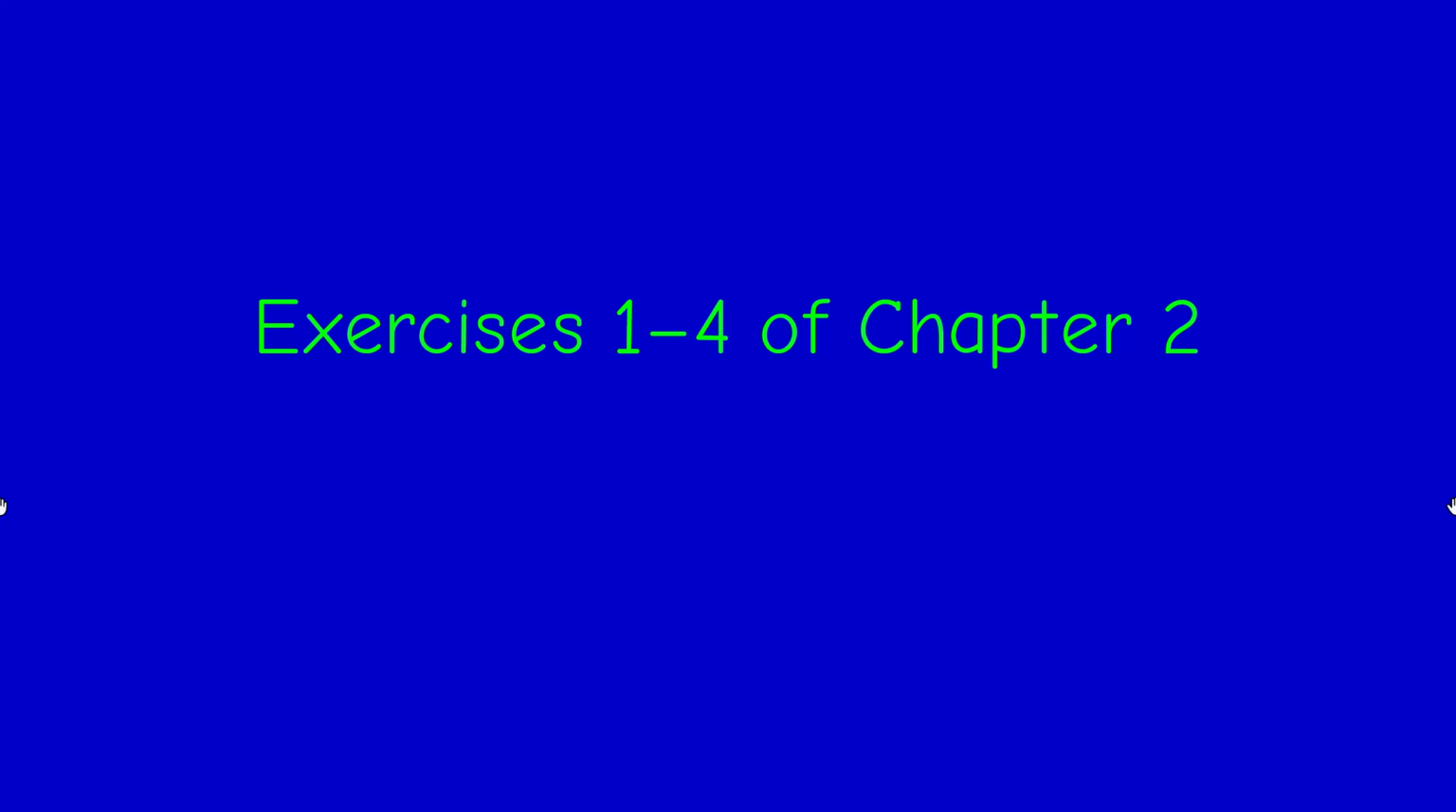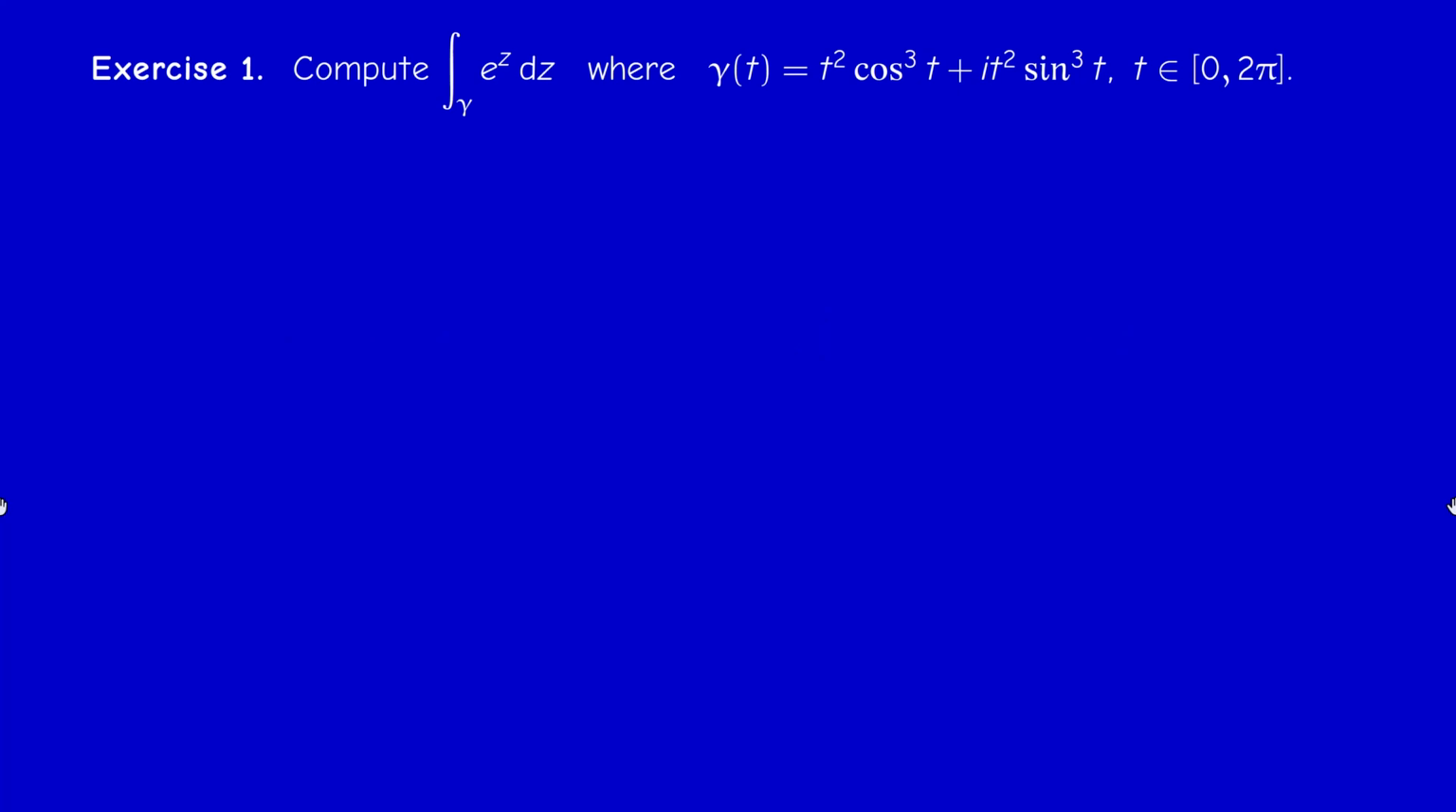In this video, I'm going to solve exercises 1 through 4 of chapter 2. I hope that you tried at least to do them on your own. The first one, we did something similar in class. Compute the integral of e^z over gamma, where gamma is given by this formula.